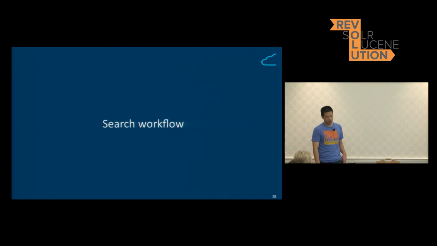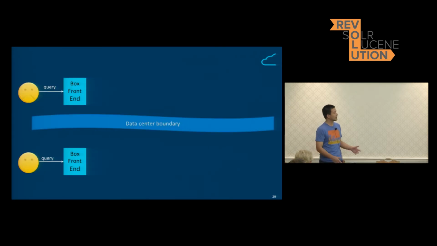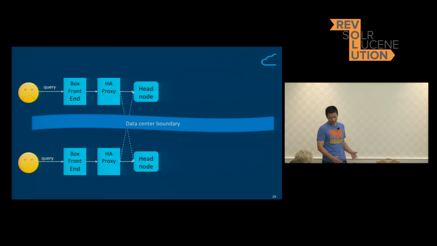Similarly, we also have redundancies in the search workflow. I'm just going to show you how we do it. Assuming we have two data centers, and we have a front end sitting in both of them, the query is going to come into both of the data centers. What the front end does is translate the user query into a query that Solr can understand and send it to the head node.